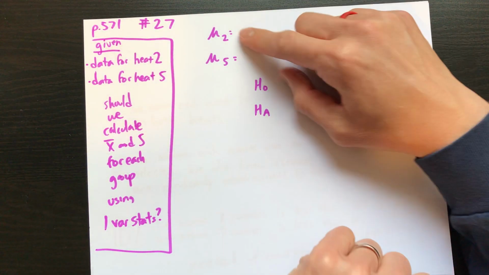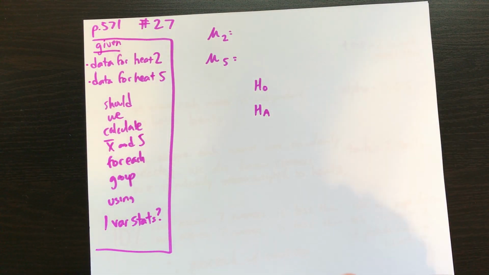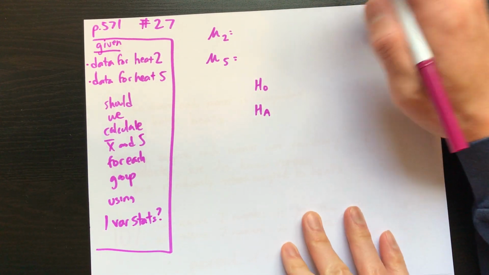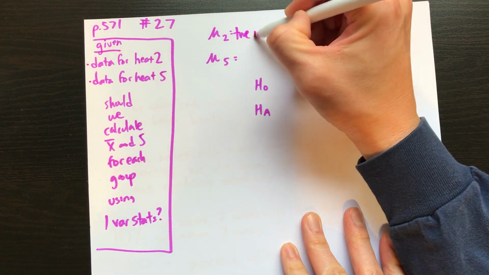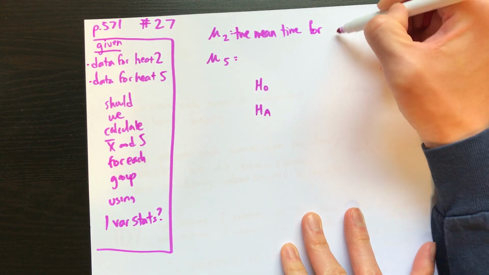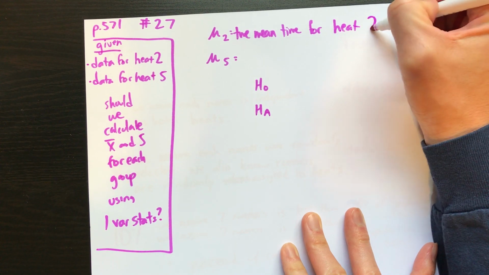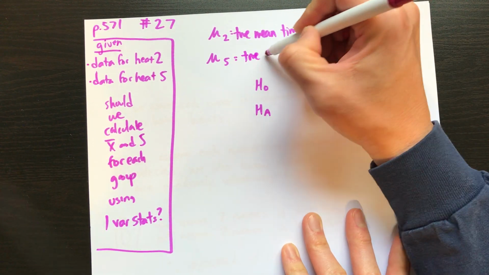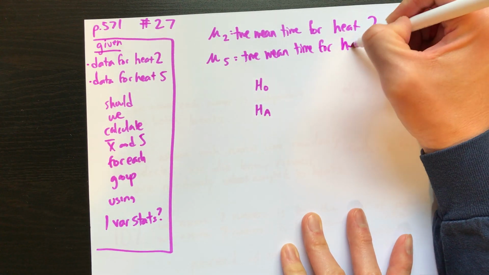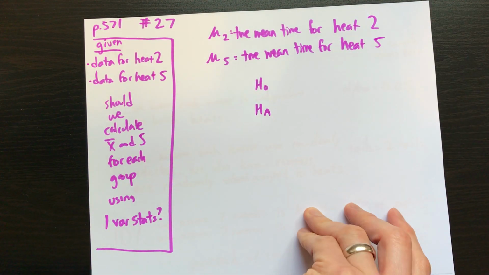So for mu sub 2, I'm going to use 2 and 5 for the 2 different heats. This is the true mean time for heat 2. And mu sub 5 is going to be the true mean time for heat 5.